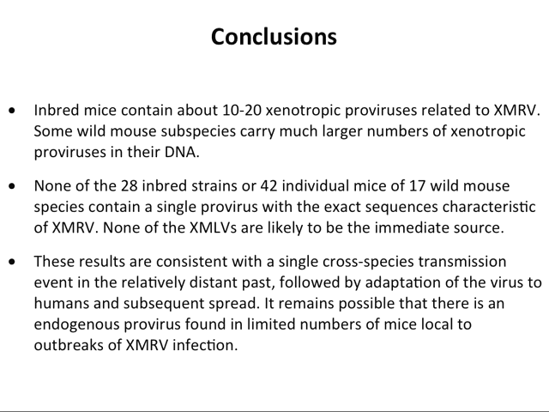So what is thought is that these results mean that there was a single cross-species transmission sometime recently, and then the virus adapted to humans, so it became different. Now, it's different from the endogenous XMLVs. So that's one idea. Or maybe there is an endogenous provirus in mice which hasn't been detected yet, and that could have led to XMRV infection.